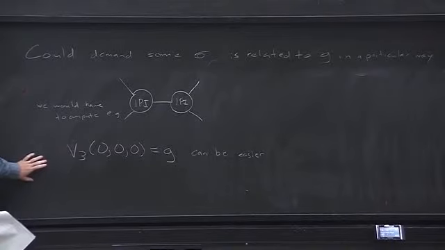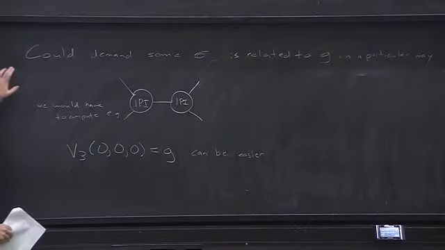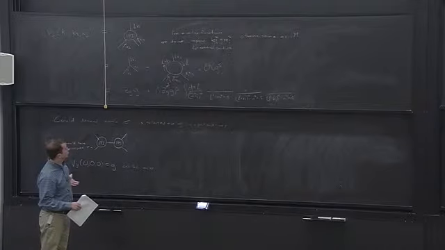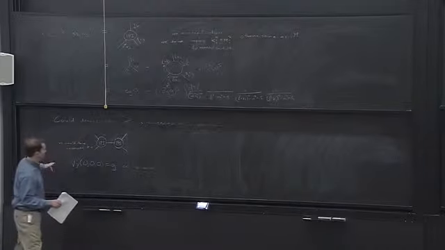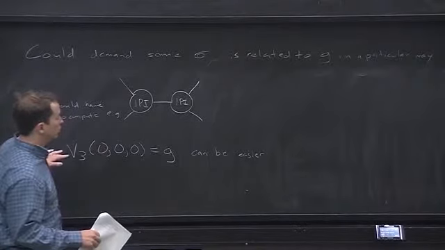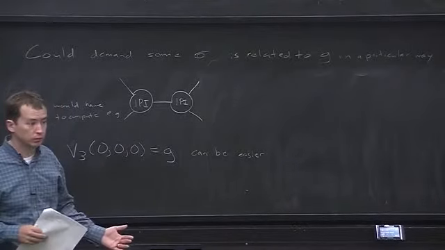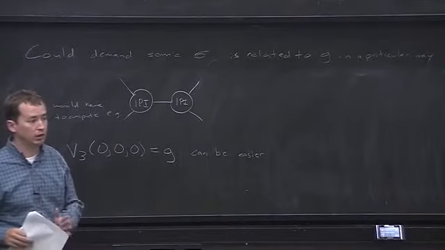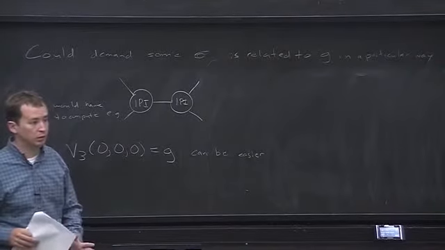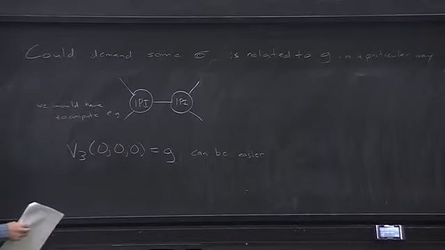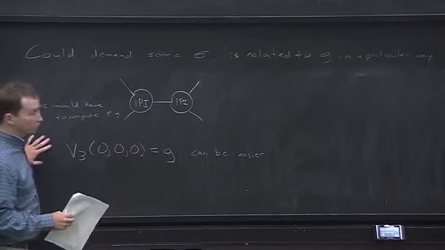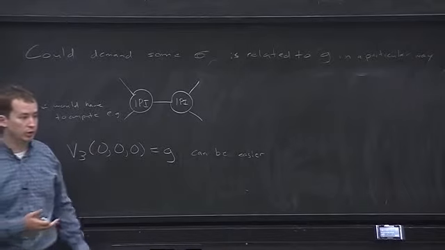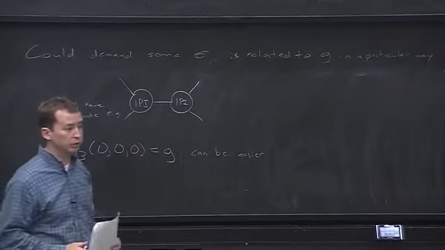If we do either one, then we can regulate our theory, compute any physical quantities we're interested in, and remove the regulator, and then get a finite answer. But we have to impose some renormalization conditions to consistently renormalize our theory.